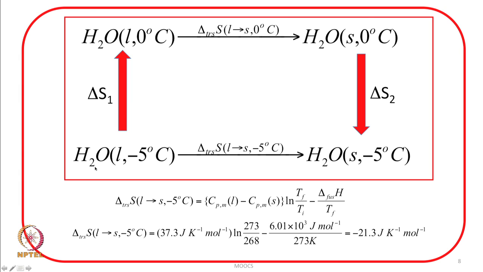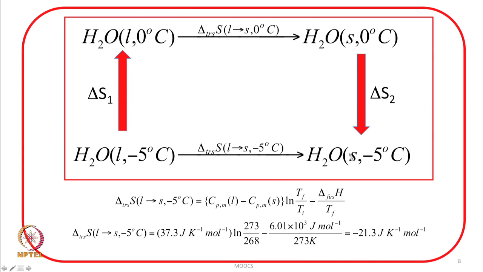We have been asked to calculate entropy change for the freezing of water at minus 5 degrees centigrade. What we did, we devised another path. We took the liquid water at minus 5 degrees Celsius to 0 degrees Celsius and then allowed it to freeze. This is an equilibrium process, and then we reduced the temperature of the solid to minus 5 degrees centigrade. We calculated delta S1, and we just saw how to calculate that. It is Cp log T final over T initial.